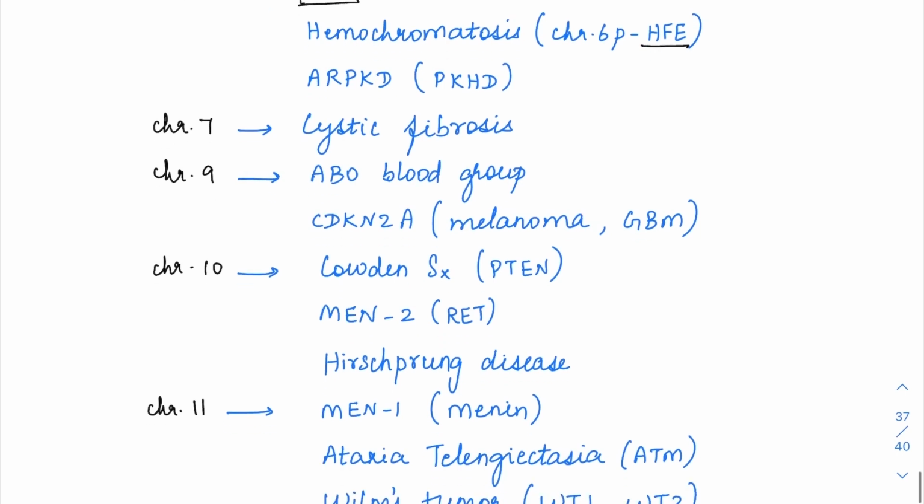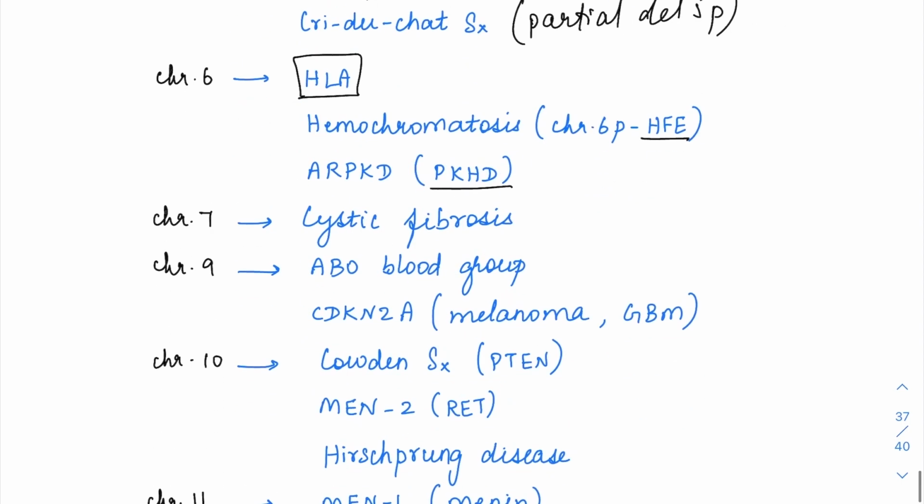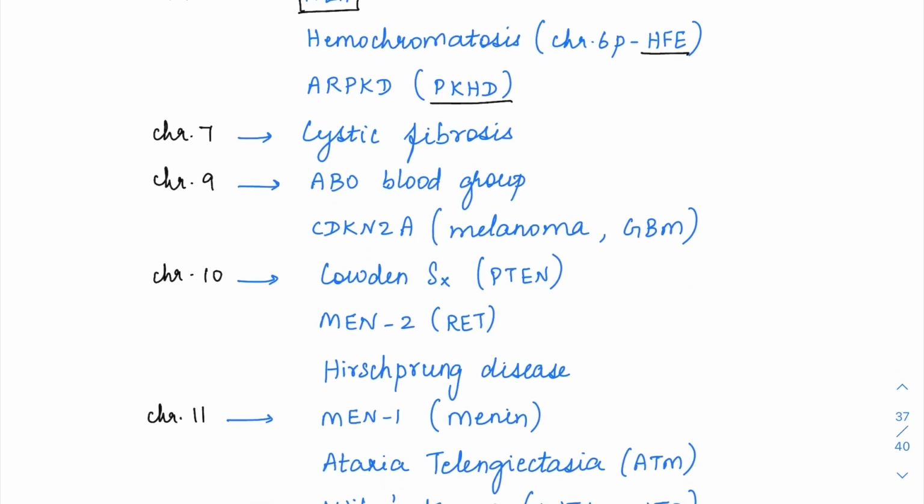Then autosomal recessive polycystic kidney disease, the gene is going to be PKHD. So autosomal dominant, the genes are PKD1 and 2. This is present on chromosome 16 and 4. While autosomal recessive polycystic kidney disease, it is PKHD gene which is present on chromosome 6. Then chromosome 7 is for cystic fibrosis, which is CFTR gene.